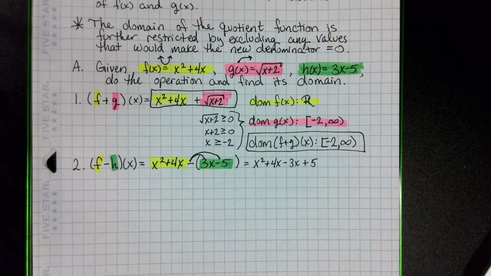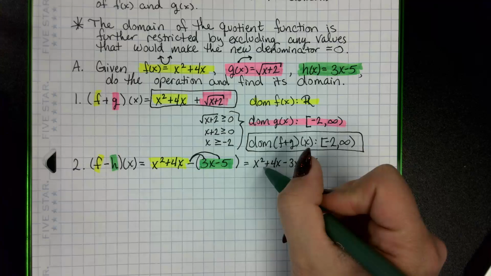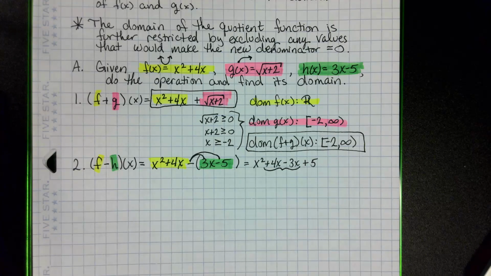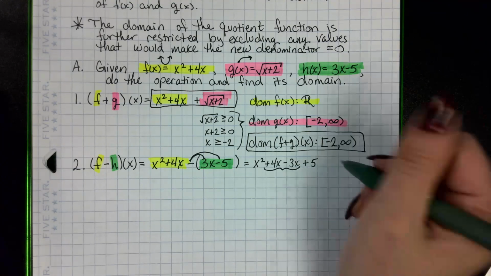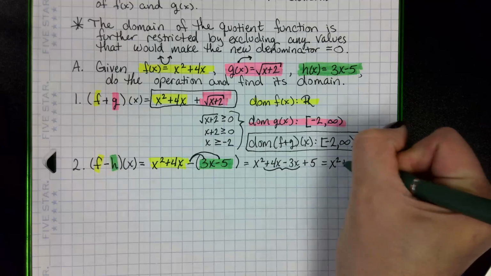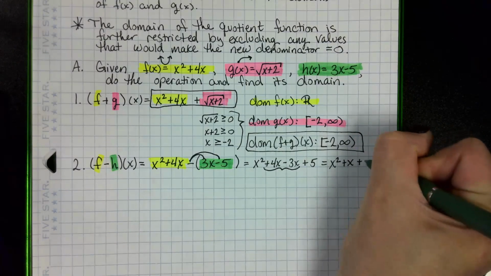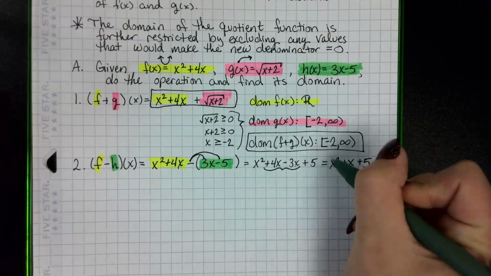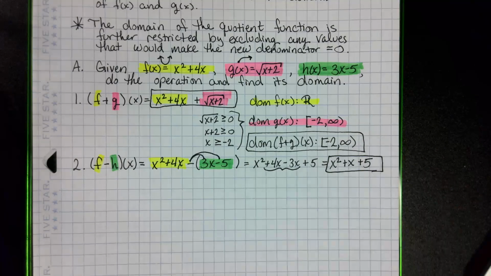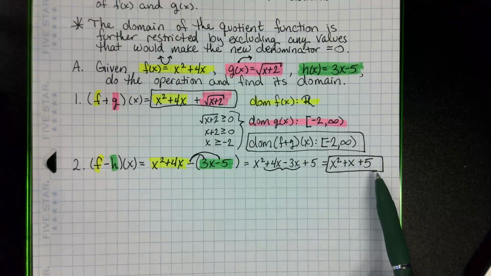And then from here, we have two different x terms in the middle. So we're going to combine the like terms. 4x minus 3x is x. So this is x squared plus x plus 5. So there's f minus h of x.